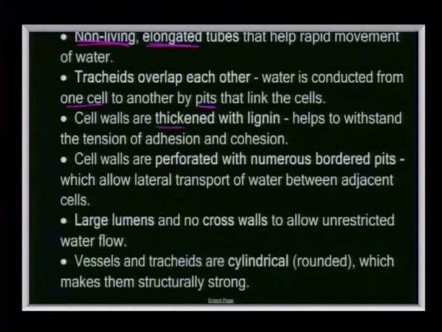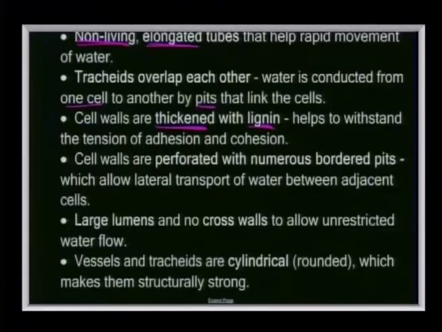Cell walls are thickened with lignin, which helps to withstand the pressure of adhesion against the cell walls and cohesion, the molecules sticking to each other. Cell walls are perforated with lots and lots of bordered pits, and that allows water to move sideways. They have large lumens and no cross walls, which allows for unrestricted flow of water. There are no cross walls. They don't have to do any little jiggle jaggles. They just go straight up. It's like a big fat straw that you're sucking liquid up.